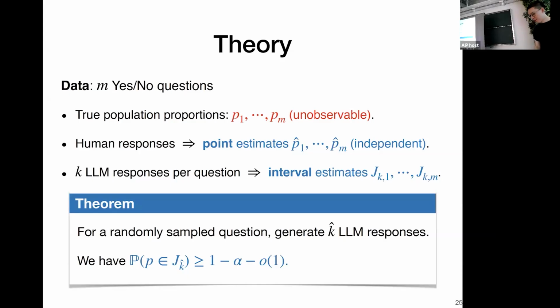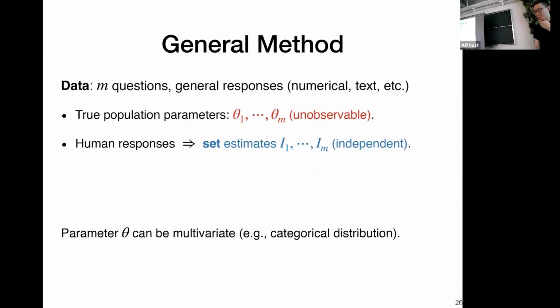Okay. I hope things are clear in the Bernoulli case, and then you can definitely generalize it beyond Bernoulli. Suppose you have general questions. The general question means their response could be numerical. Let's say you want to understand people's income. You want to get the income distribution in the population, right? Or the height distribution or weight or some numerical figure. It can also be a text response, right? In education, like GRE test, TOEFL test, you need to write some article. That is a text version.